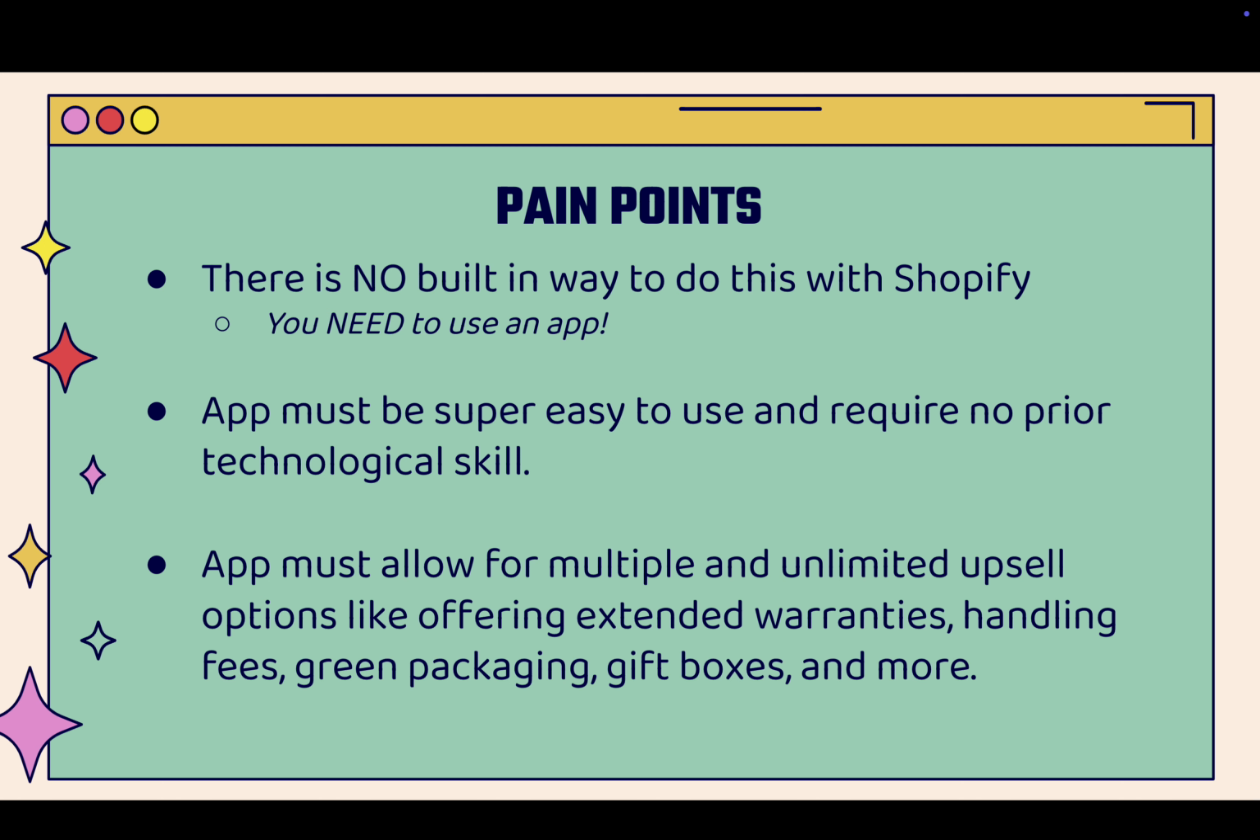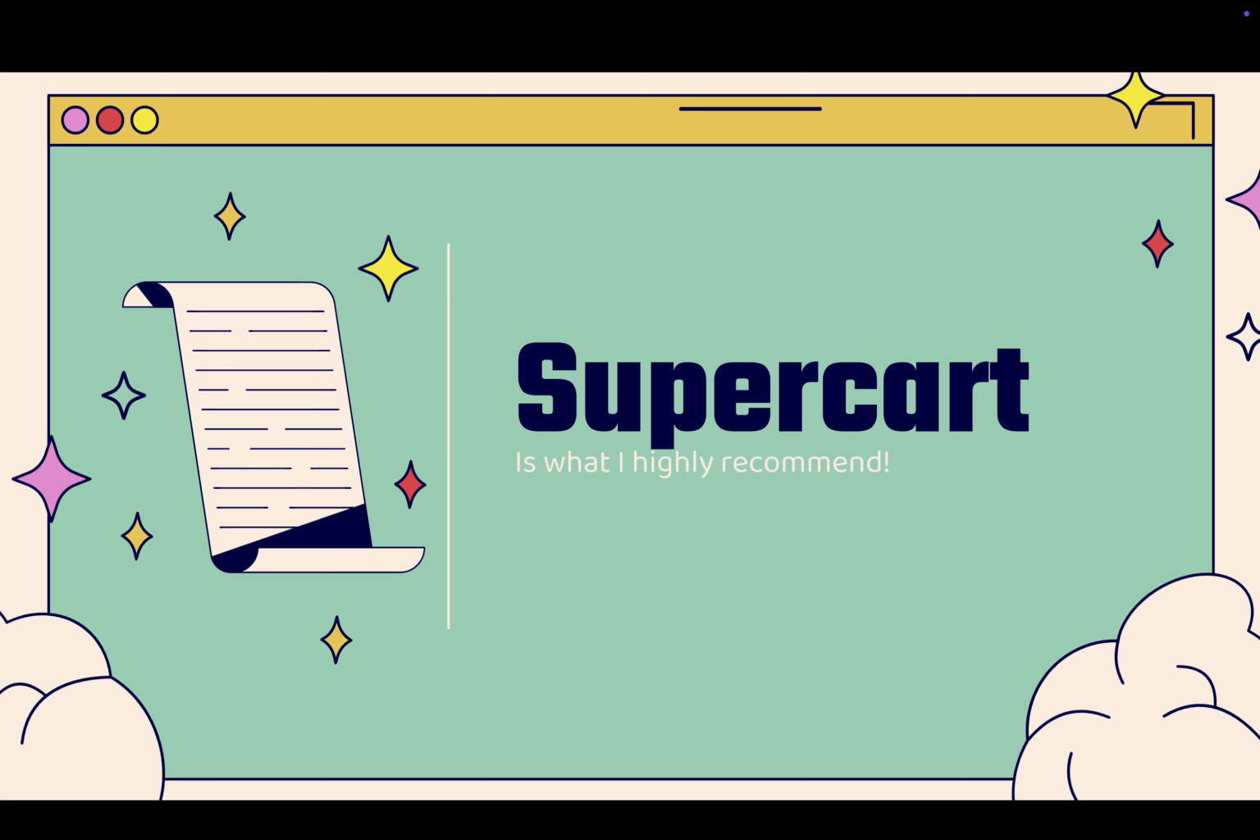So you could offer something like extended warranties, shipping insurance, handling fees, an upsell for green packaging, an upsell for gifting, so many different opportunities here. And I'm going to show you exactly how to do it with the Supercart app.